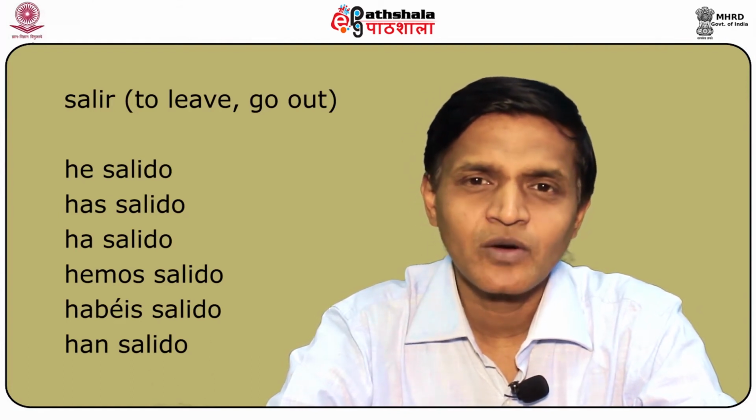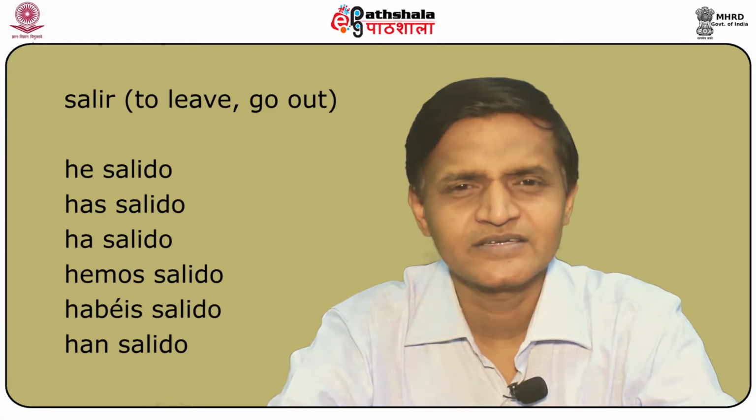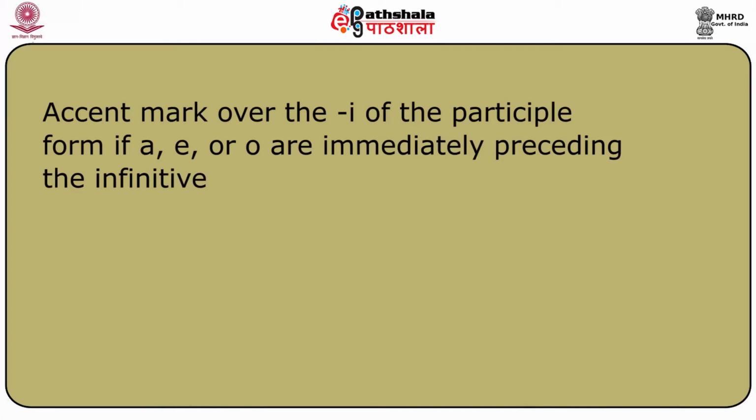Two groups of commonly used verbs form their past participle in a slightly different way. -er or -ir verbs with stem vowels a, e or o immediately preceding the infinitive ending require a written accent mark over the i of the participle form. So, for example, atraer, to attract, becomes atraído with an accent on the i. Oír, to hear, becomes oído with an accent on the i.